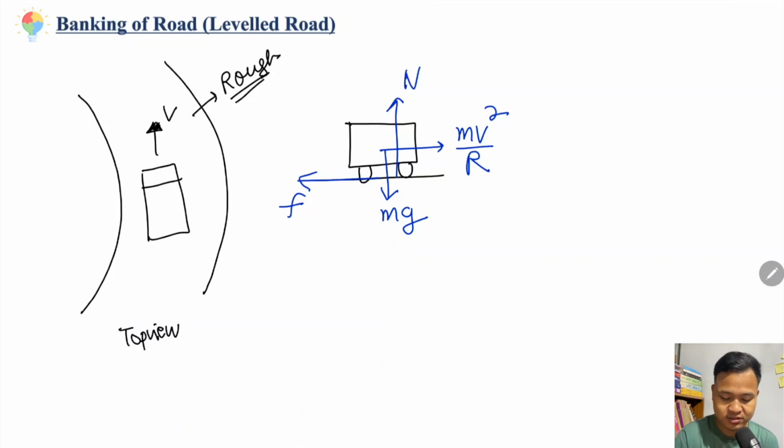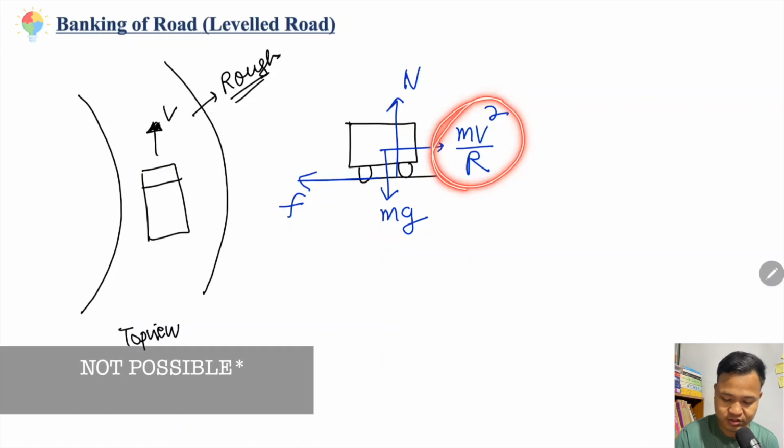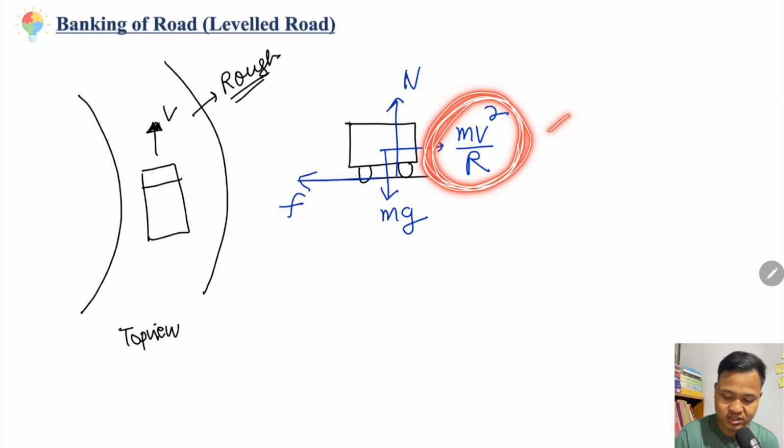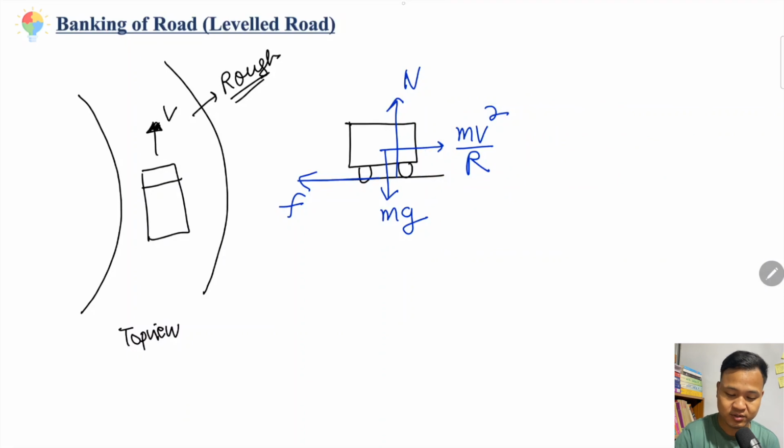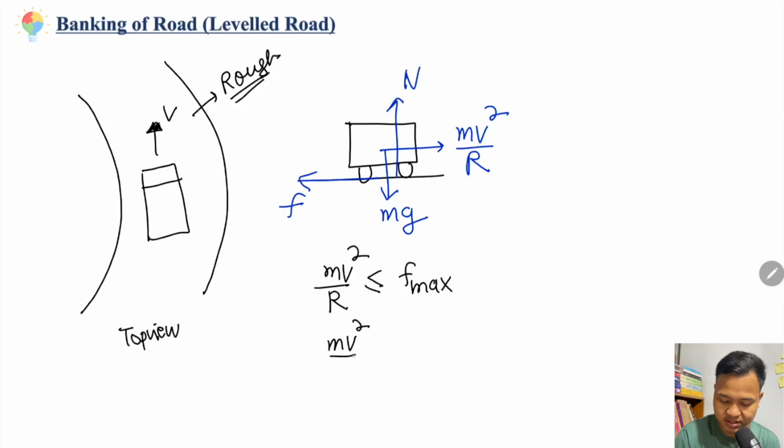This is a level road, not a banking road. So we have to prevent that sliding. Sliding is not possible as long as mv square by r is less than or equal to the maximum friction, the limiting friction. So what is the condition? There will be no sliding as long as mv square divided by r is less than or equal to mu s into N.